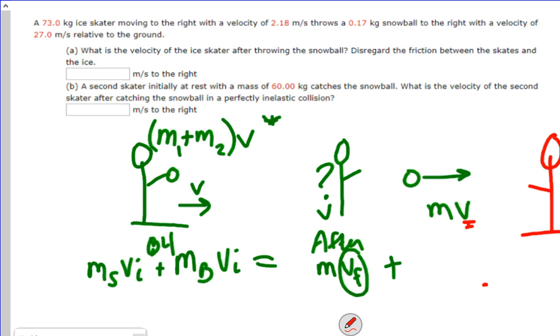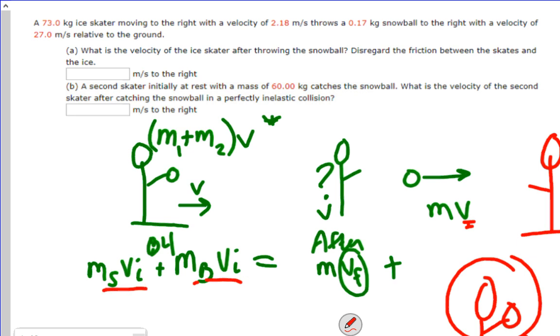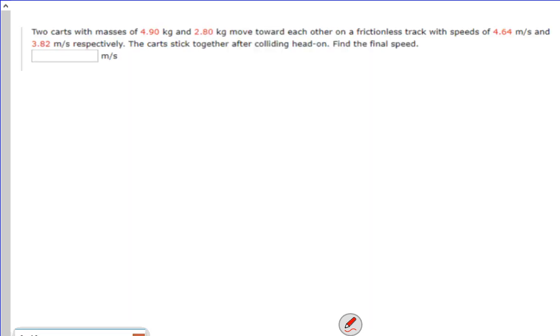But then after the collision, this skater is holding the snowball, and you want to know the final velocity. Hopefully, based on what we saw with the first one, you realize that these two have to be together. So again, you either add the masses up with your final velocity, or you can do it like this. Just make sure that you have the velocity the same for both. Those are my hints for the first question. Read your questions carefully, set them up carefully.